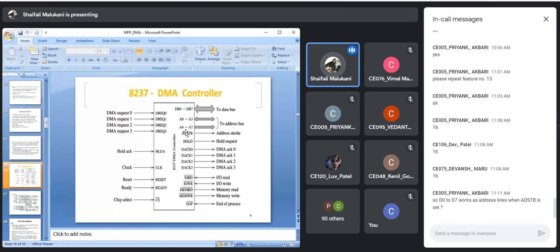So what will the AEN line do? It will simply disable the latches which help 8086 use the address lines and data lines. All those latches are disabled now, right? So 8086 cannot use those buses, and they are already connected with the DMA controller. So now the DMA controller can use them. So D0 to D7 works as address lines when needed. Yes, you can say so.